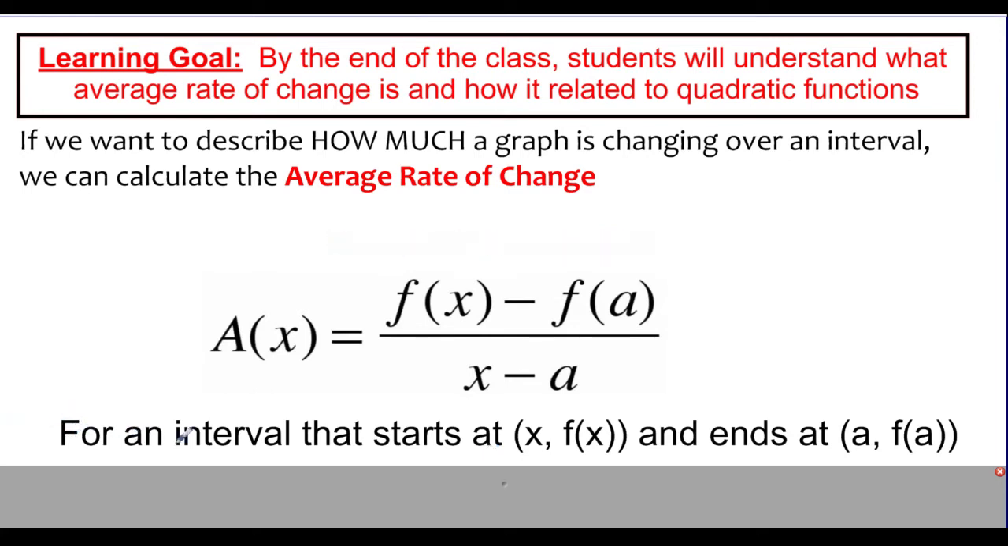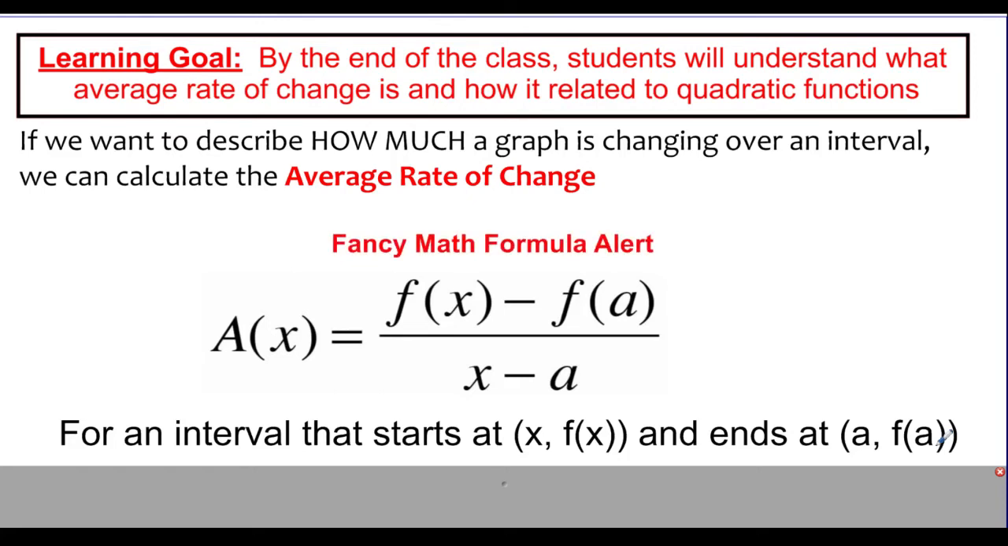It says for some interval that starts at x, f of x represents the output for where we started. And it's going to end at some value a, just a variable to represent where the interval ends. And f of a is going to be the output from a in that function. And so this will make a lot more sense as we do a problem.